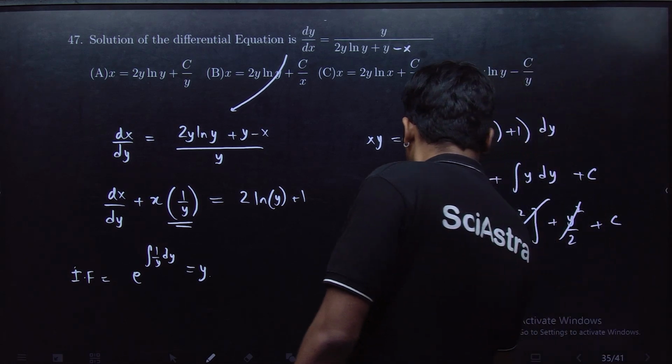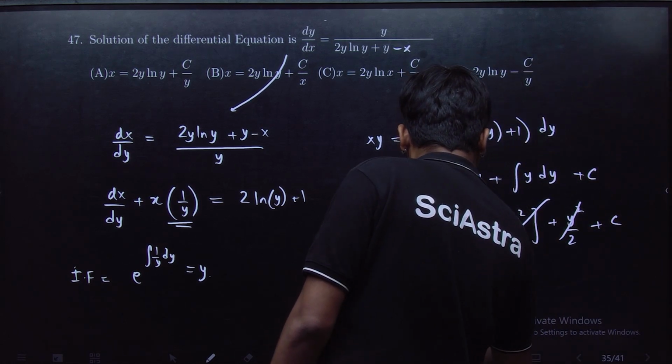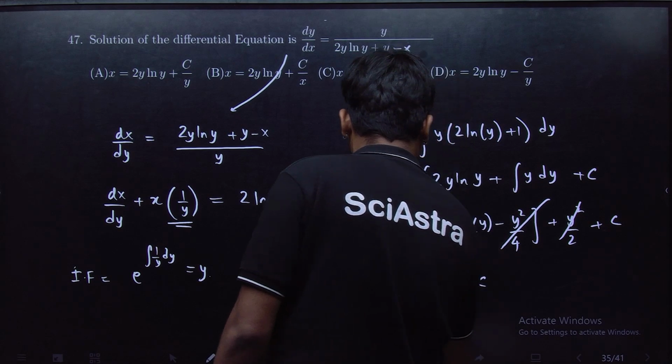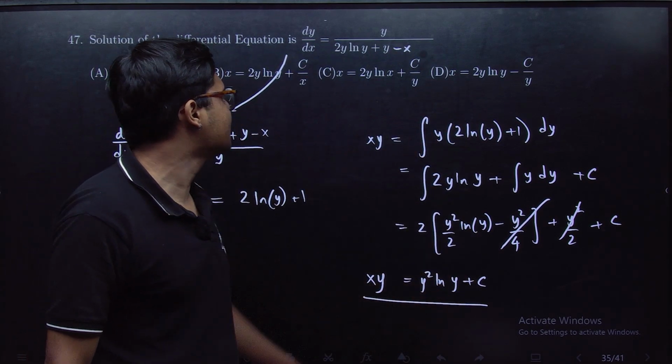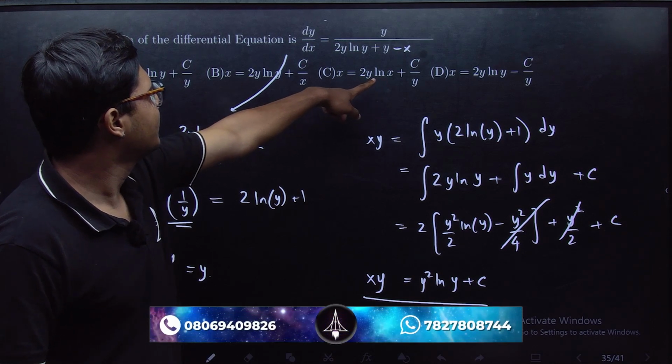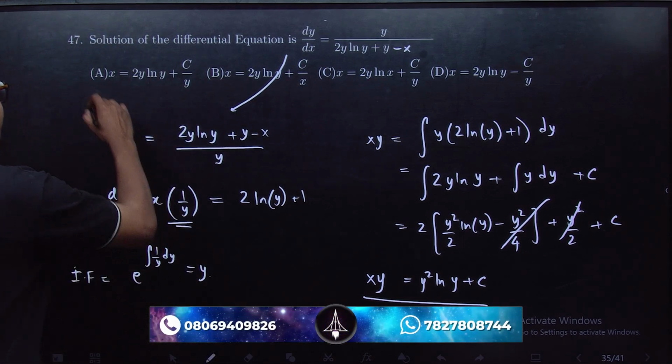You'll be left with y square ln y plus some constant. This is the value of xy, right? So what is x going to be? x is nothing but y ln y plus c by y. So y ln y plus c by y, right? So that's option A.